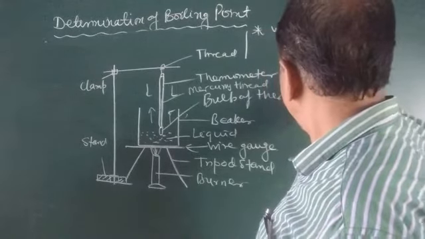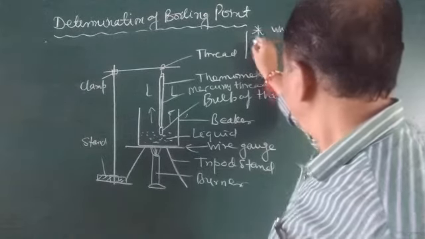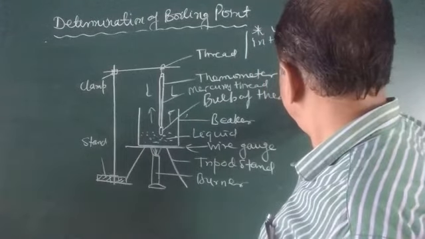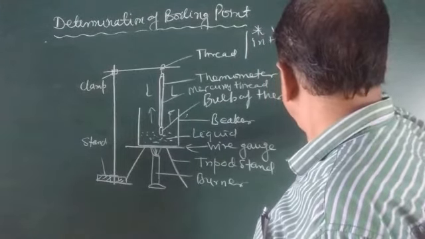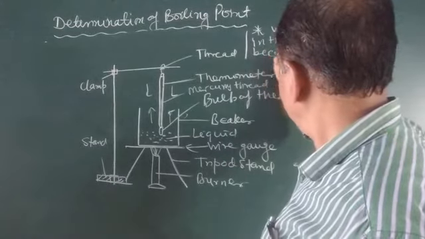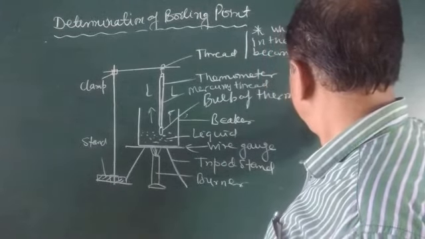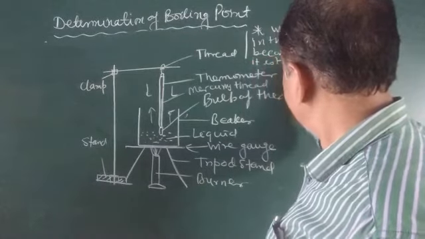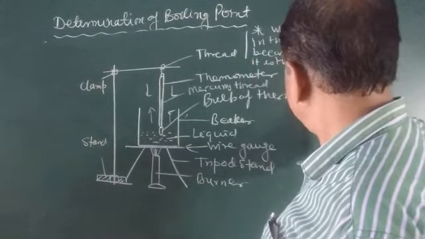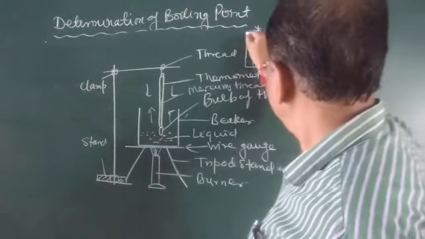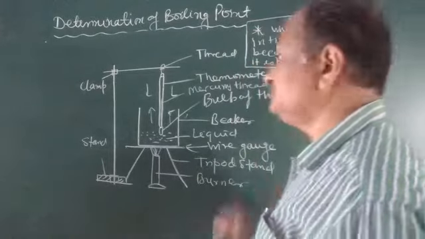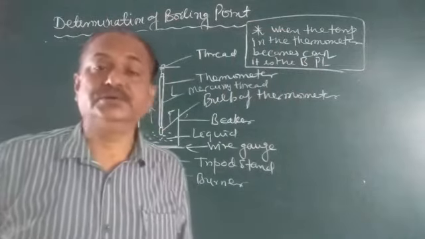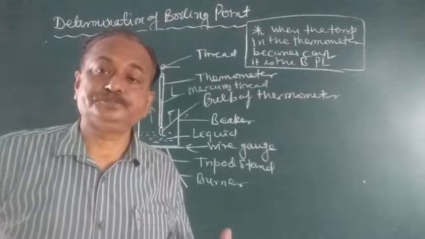When the temperature in the thermometer becomes constant, it is the boiling point. So very simple. When the temperature becomes constant, it is the boiling point of the liquid.